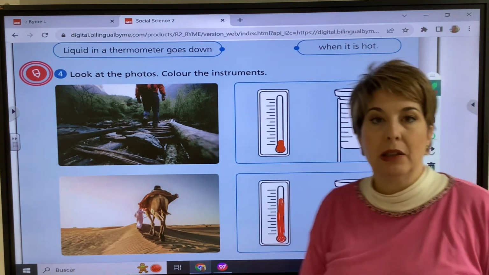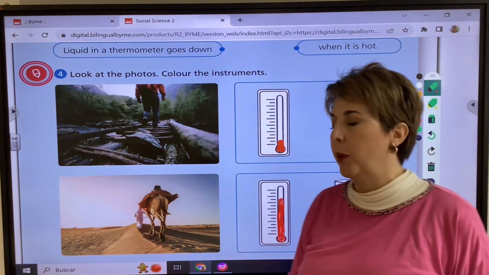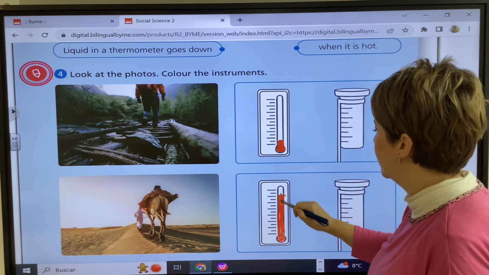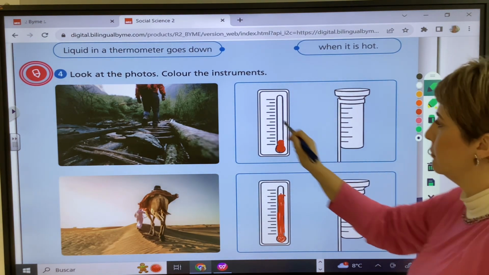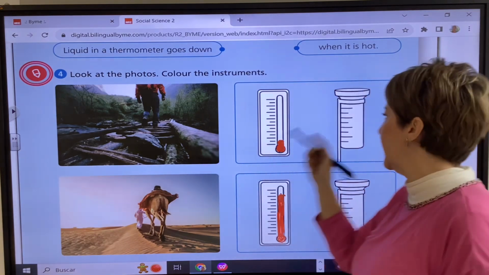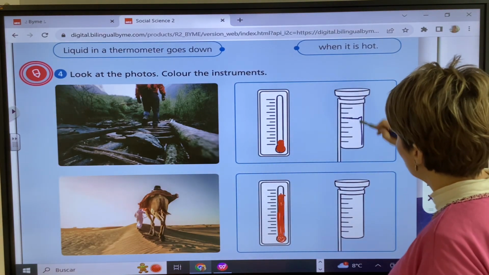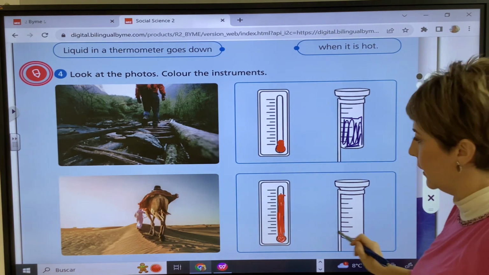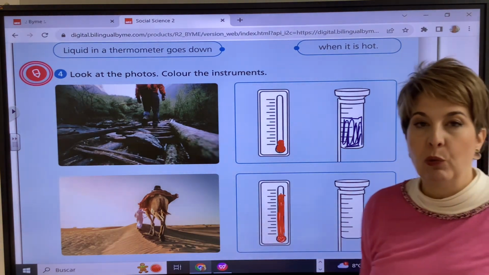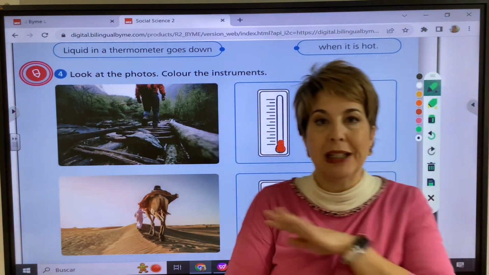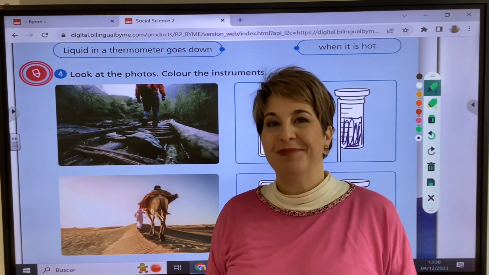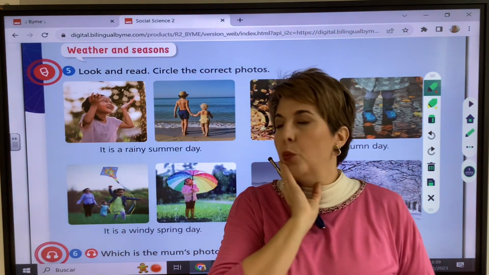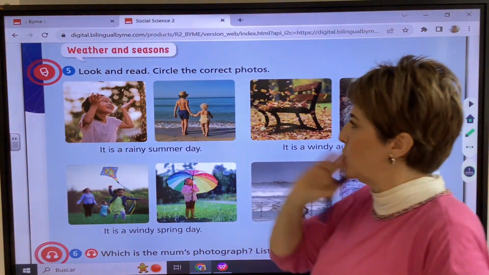Can a thermometer explode? Yes, it can explode, but not here. I will put it up to here. What about rain? Quite a lot of rain, so we could put the rain gauge up to here. And what about here? There is no rain, so the rain gauge is empty. Is that clear? Okay. Let's see which is the correct picture.